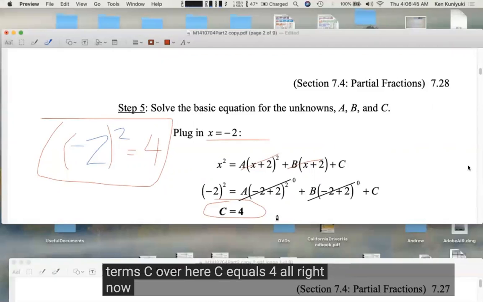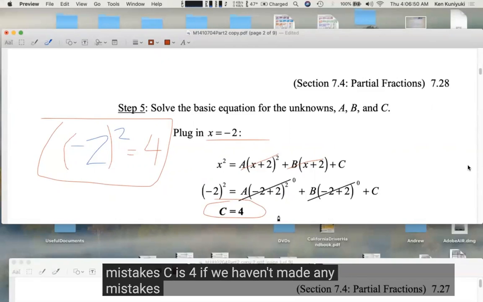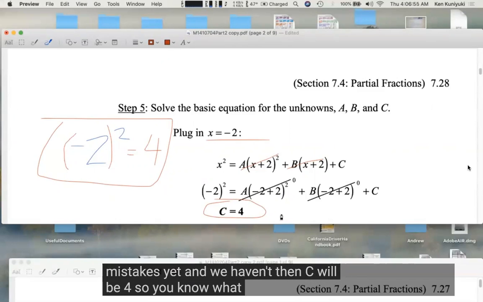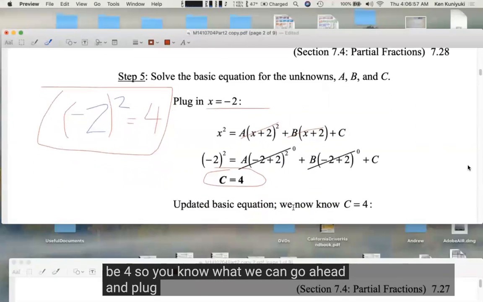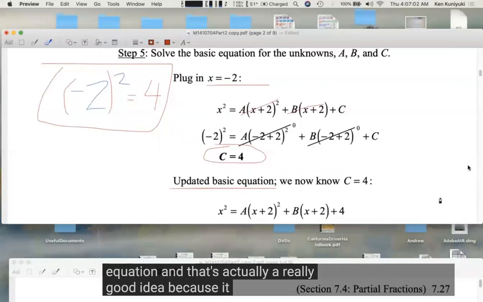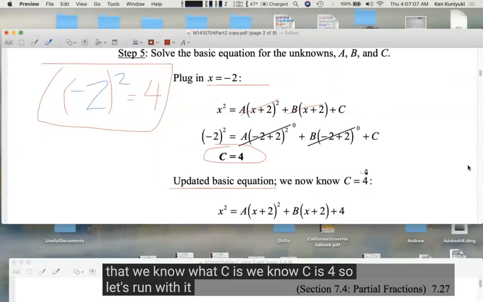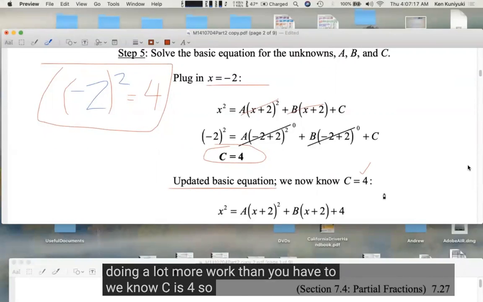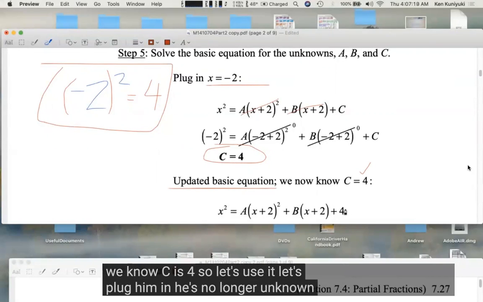All right. Now, assuming we haven't made any mistakes, C is 4. If we haven't made any mistakes yet, and we haven't, then C will be 4. So we can go ahead and plug that in. We can update the basic equation. And that's actually a really good idea because it helps remind you that we know what C is. Let's run with it, because if you forget that we know the value of C, then you might end up doing a lot more work than you have to. We know C is 4. So let's plug it in. It's no longer unknown.